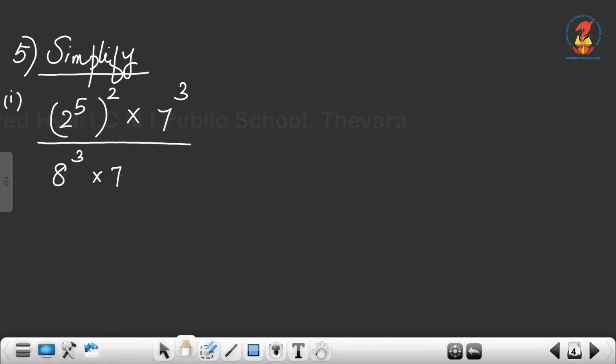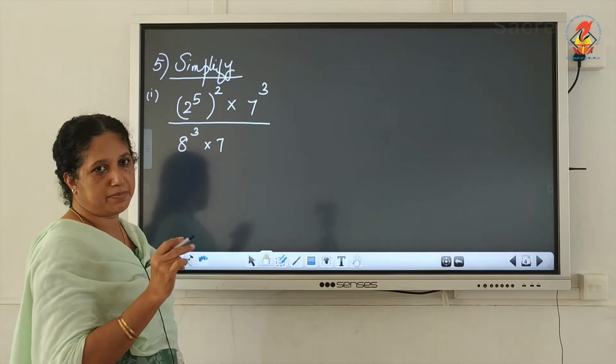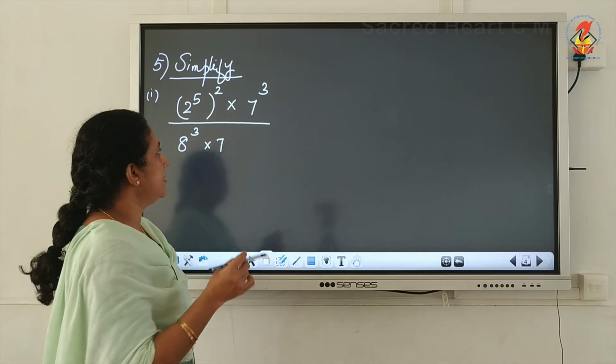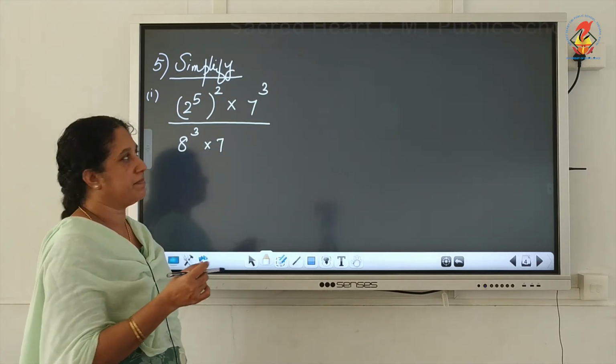Now, question number 5. Simplify. So, we want to simplify this expression: (2 raised to 5) whole raised to 2 into (7 raised to 3), whole divided by 8 cube into 7. First, you have to look at whether each number is expressed in exponential form. Then you have to look at the base also, whether the base is a prime number.